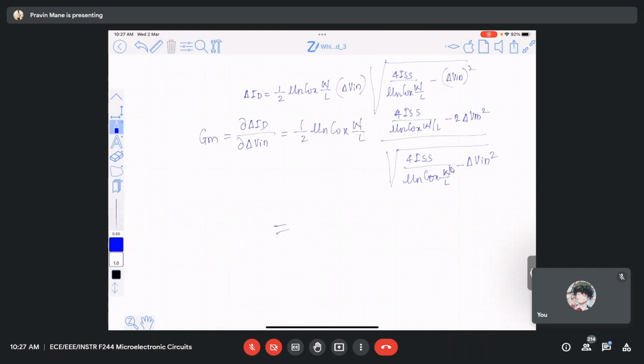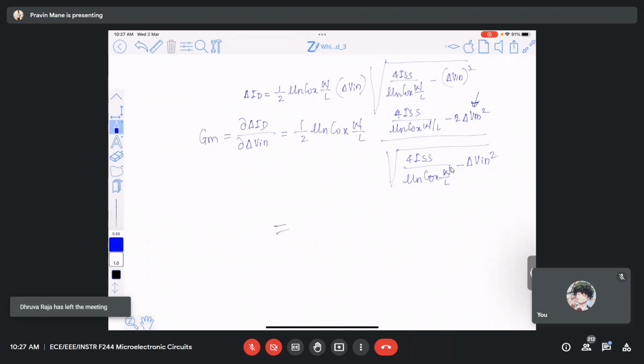When will this be maximum? When 2 delta V in square is equal to 4 ISS upon mu n Cox W by L, the numerator will be equal to 0, right? When delta V in is equal to 0, I will be getting the maximum value of capital Gm. Is it correct?